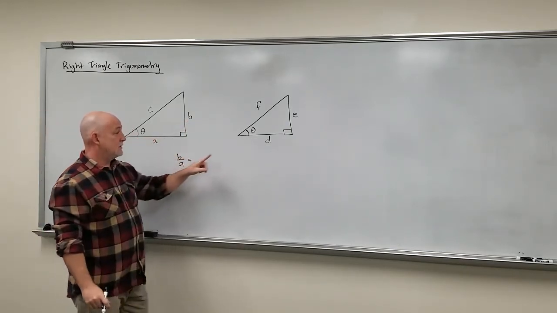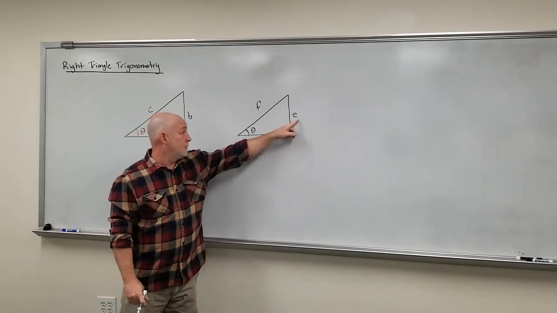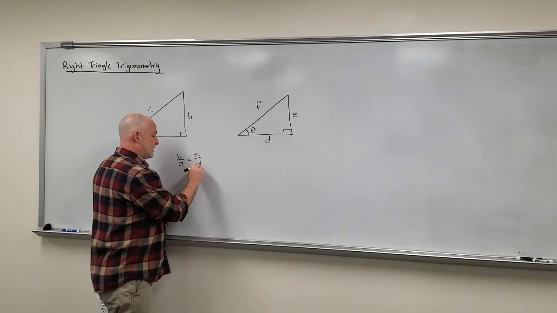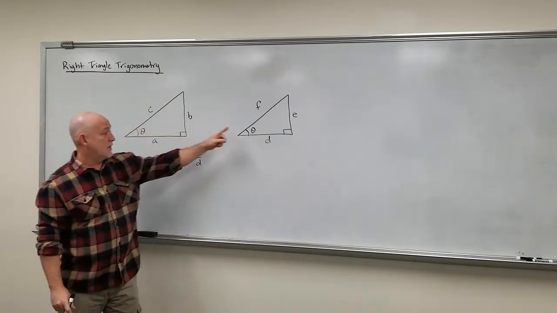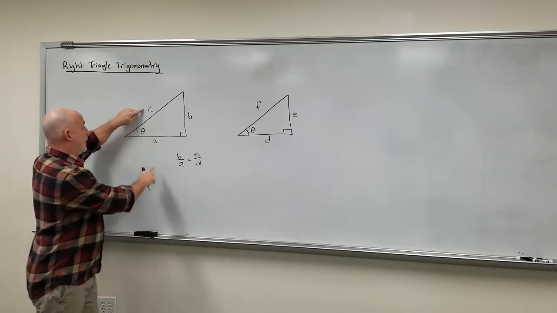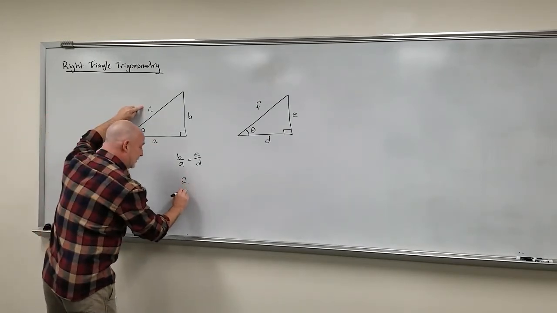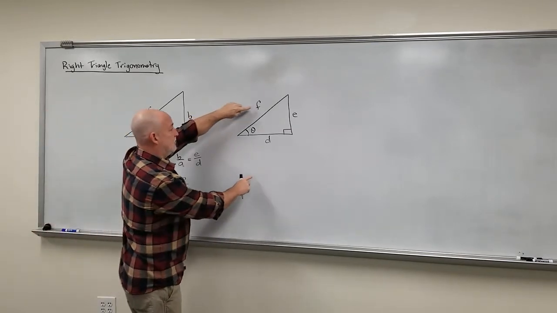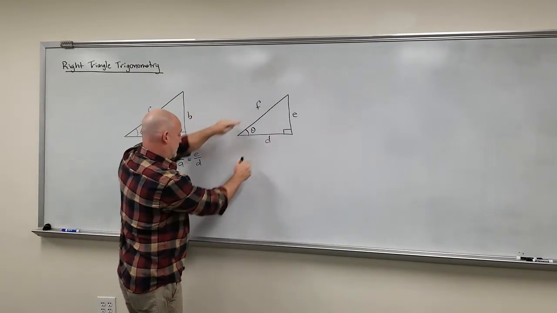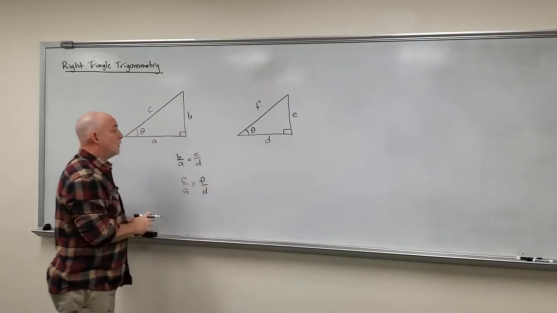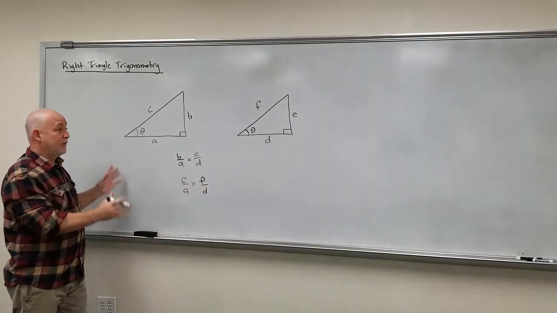Now if I do the exact same ratio on this one, that would be this angle and this angle, we will always get the same answer as long as this angle here is the same. So it's amazing. If I did C over A, that would be the hypotenuse over this side. That would be the same value as the hypotenuse over this side, so this would be the same as F over D. It doesn't matter how big the triangle is.